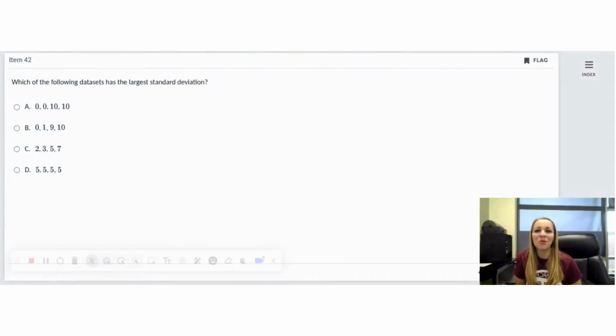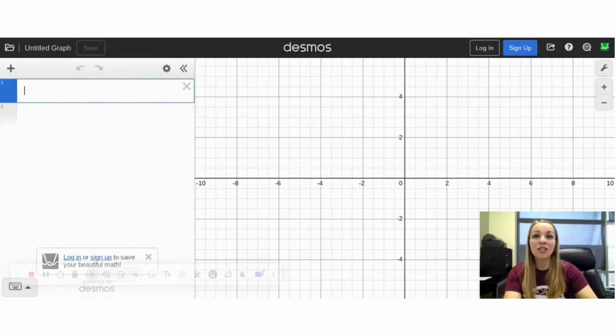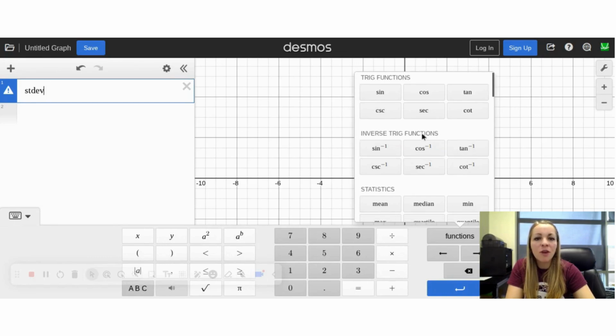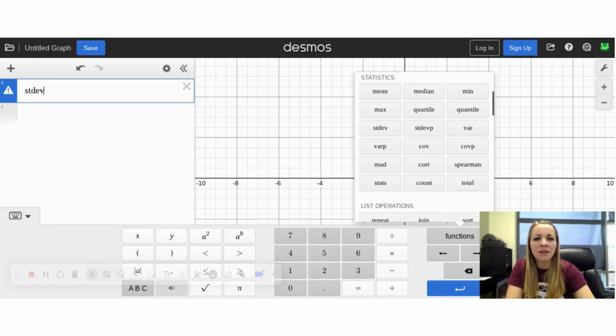Question number 42. Which of the following data sets has the largest standard deviation? Don't know anything about standard deviation? Well, Desmos does. Let me go there so I can show you the shortcut. Desmos has a shortcut for standard deviation. It's STDEV. Now, how are you going to remember that on test day? If you don't remember that, you can come to the keyboard shortcut right here and click on Functions. And if we go down to Statistics, it's right here, STDEV, Standard Deviation Shortcut.